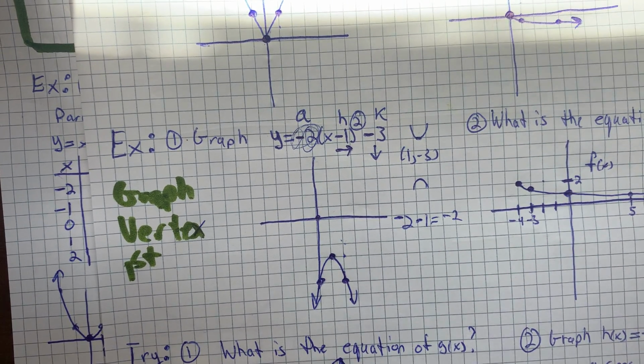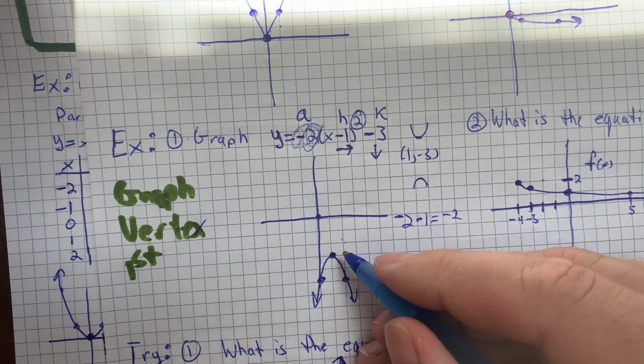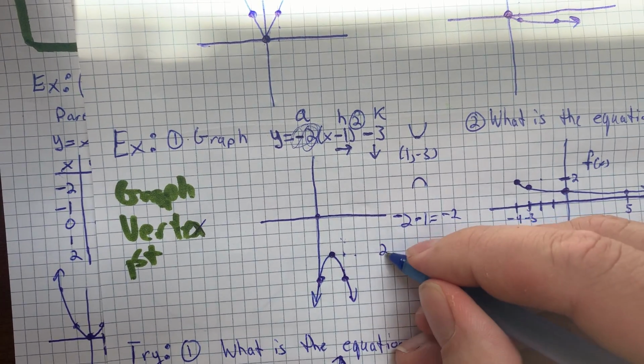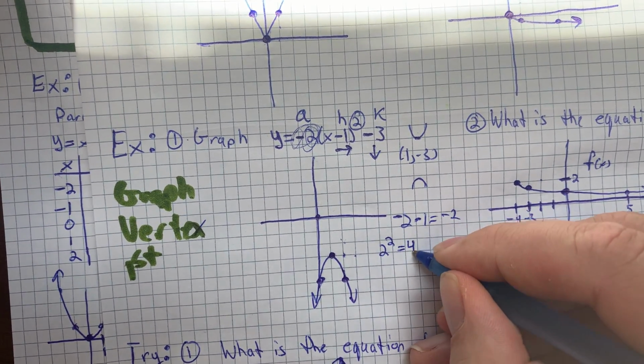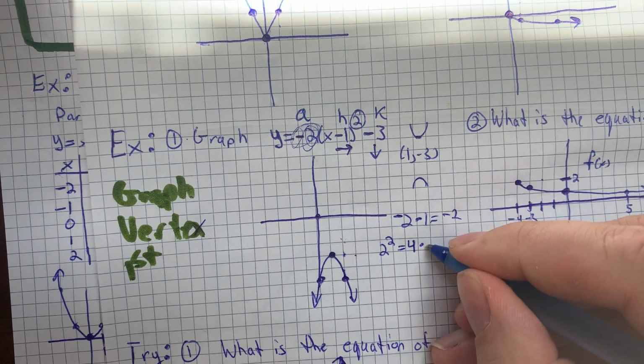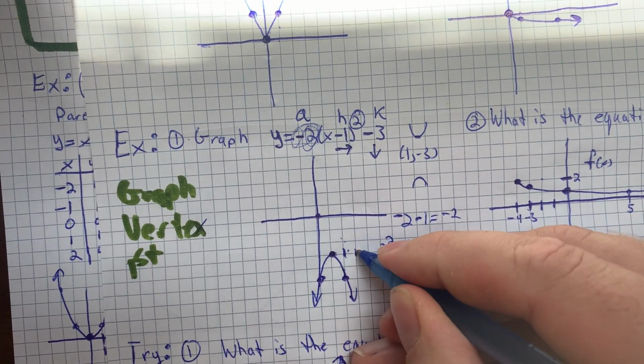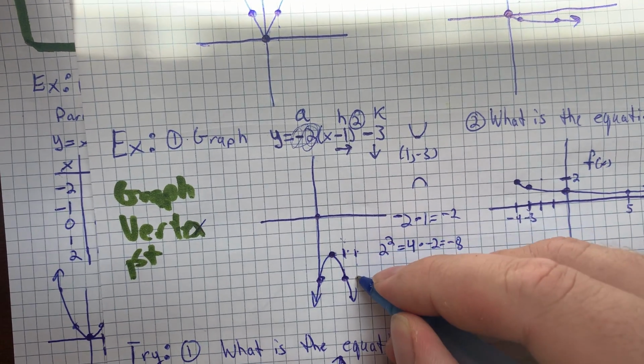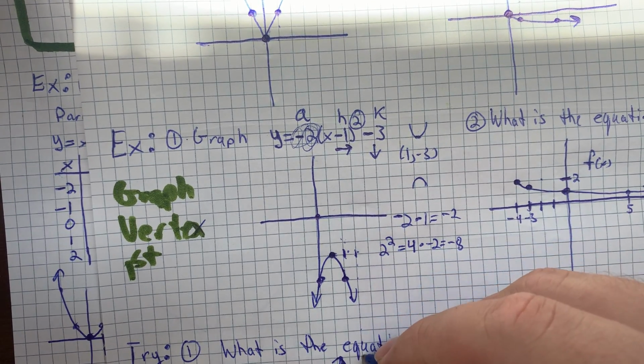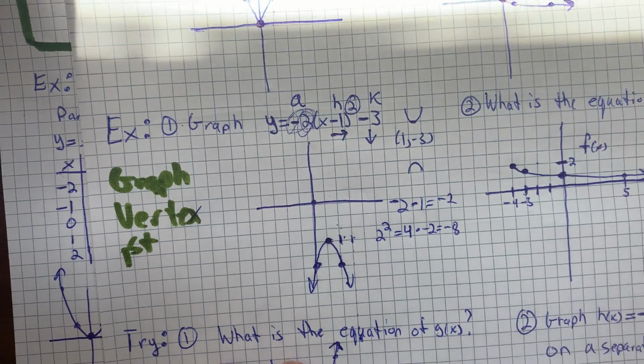If I wanted to find another point, what I would do is I would go 2 over from the vertex and do 2 squared, which would be 4. And 4 times negative 2 would be negative 8. And so if I go 2 to the right of the vertex, I would count down by 8. 1, 2, 3, 4, 5, 6, 7, 8. And that's off the graph here, but that's what I would do.